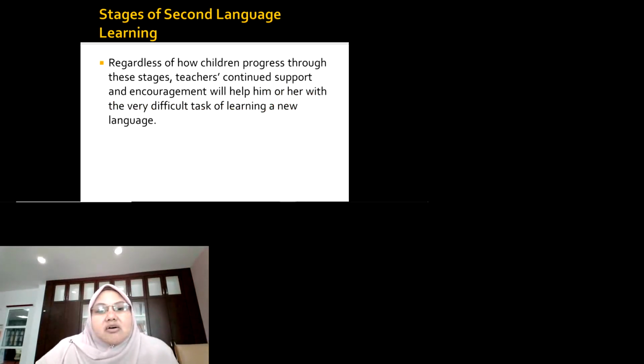Regardless of how children progress through these stages, teachers' continued support and encouragement will help them with the very difficult task of learning a new language. This is when scaffolding comes in. The teachers need to give continuous support and encouragement so that they will be motivated to learn English, even though it is difficult for them.